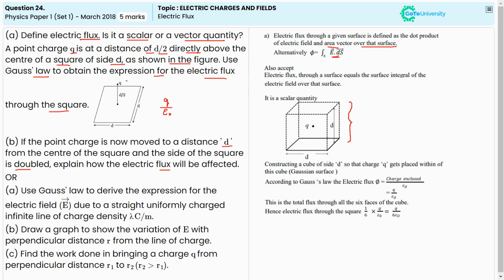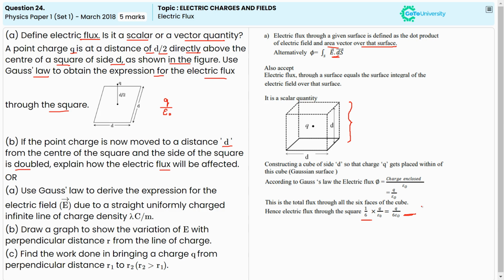But now we have 6 surfaces. That means a cube has 6 surfaces. Then through one surface it is 1 by 6 times Q by epsilon naught. Then our equation for the electric flux through a square plate is Q divided by 6 epsilon naught. This is the expression.